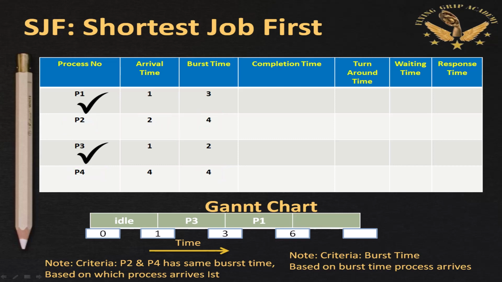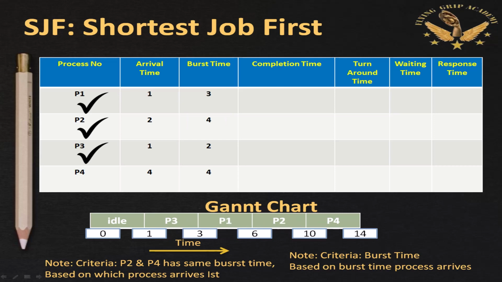So we have allowed P2 to enter the CPU. So now P2 we have calculated: 6 plus 4, which will be 10 on the right hand side. Next we have completed the three processes P1, P2 and P3. The last one is P4, so we are going to allow P4 to execute the task.